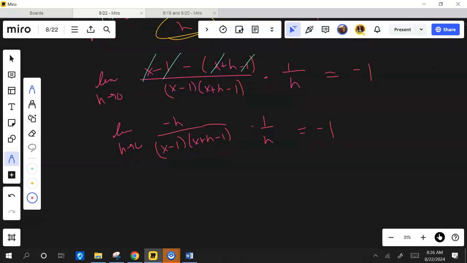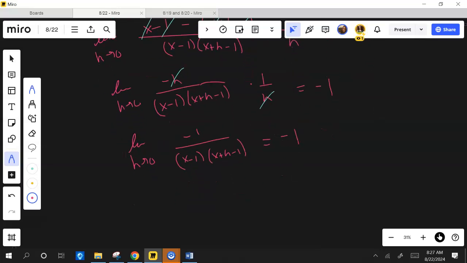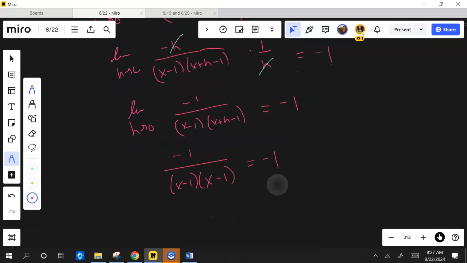You absolutely 100% can. And I get the limit as h goes to 0 of negative 1 over x minus 1 plus h minus 1. Can I plug in a 0 for h now? I can. So this is negative 1 over x minus 1, x minus 1. Can you solve that for x? Yes, you can. I put a 0 in for h. Okay, I would do the same. Make it x minus 1 squared.